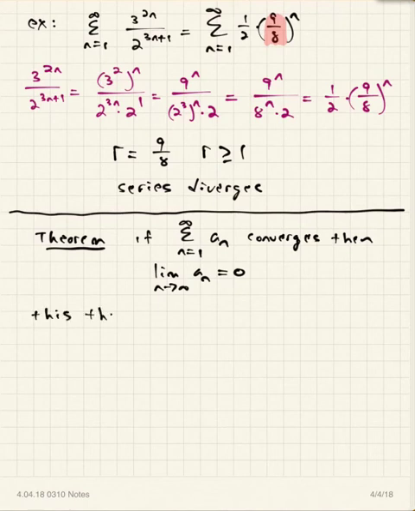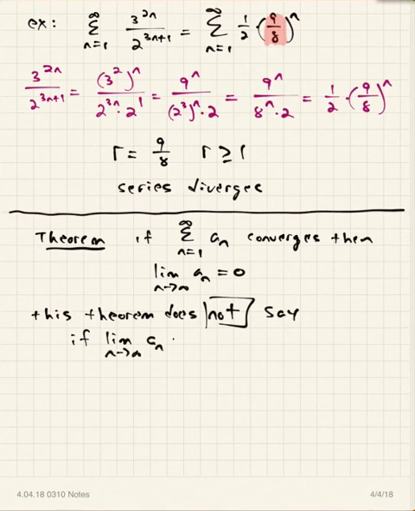This theorem does not say that if the limit as n goes to infinity of a sub n equals 0, then the series converges. It does not say that at all. And in fact, we already know from the harmonic series that that statement is not true.